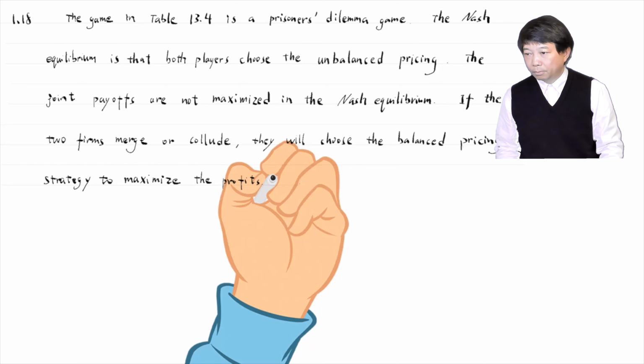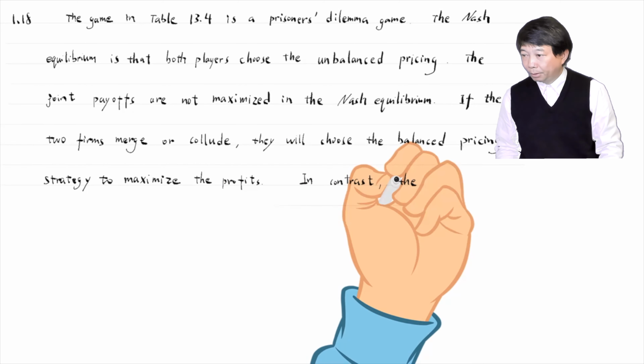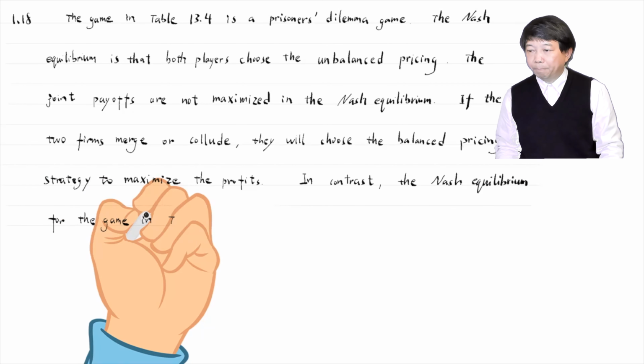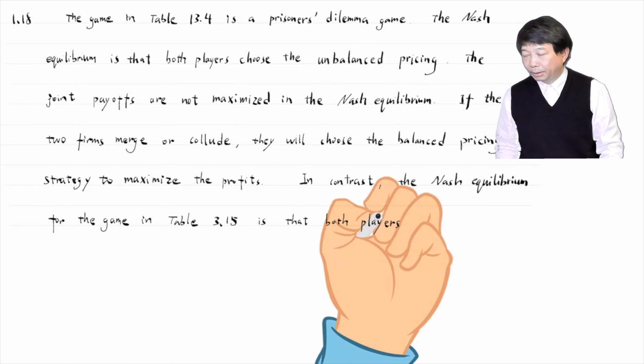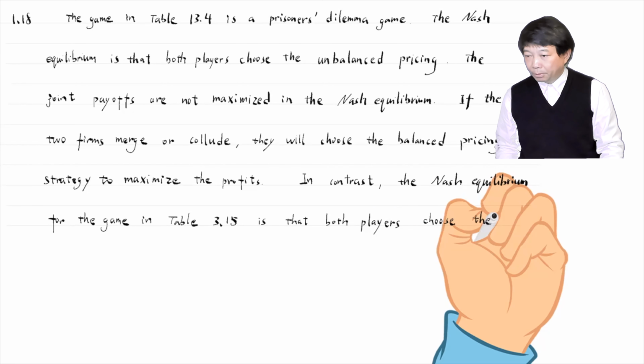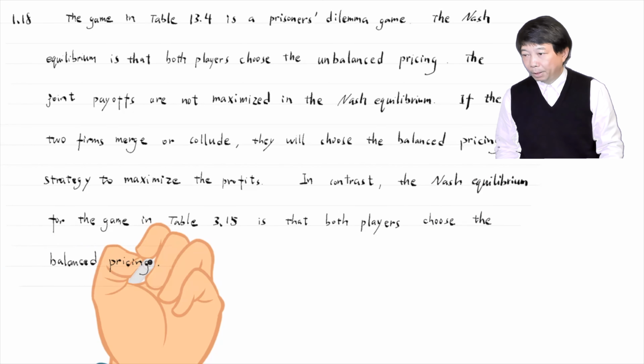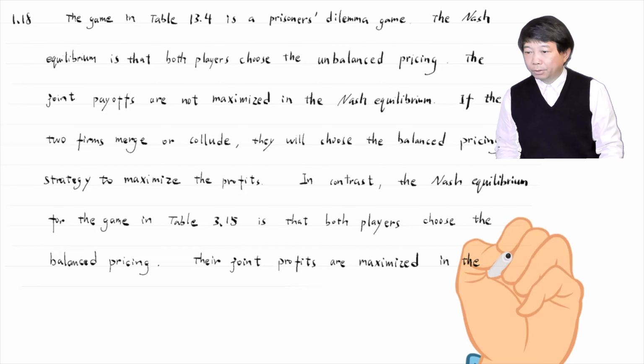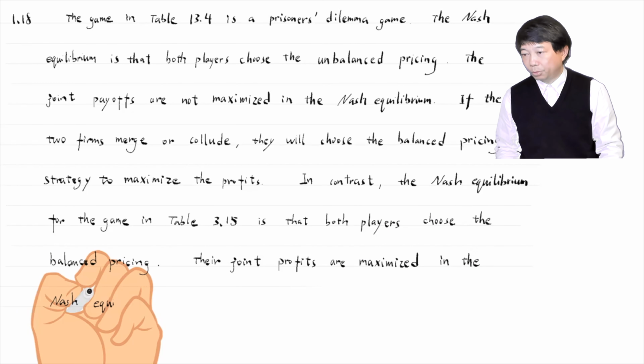In contrast, the Nash equilibrium for the game in table 13.5 is that both players choose the balanced pricing. Their joint profits are maximized in the Nash equilibrium. They will not change their strategies if they merge or collude.